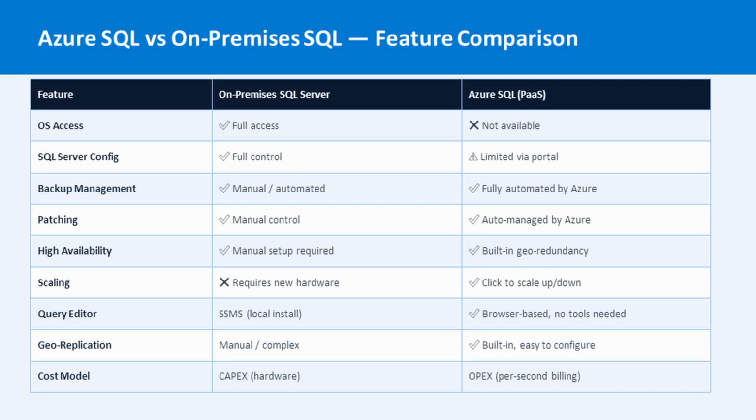Let us now compare Azure SQL Database with traditional on-premises SQL Server side by side, so you have a clear picture of what you gain and what you give up when you move to the platform as a service model. Starting with operating system access. On-premises SQL Server gives you full access to the underlying operating system.